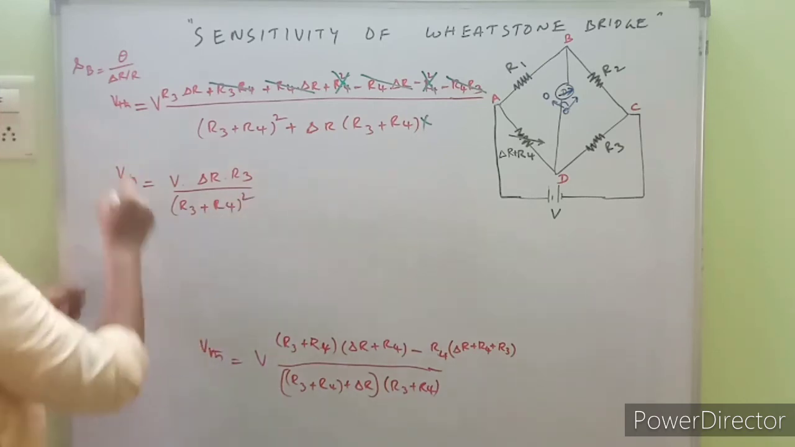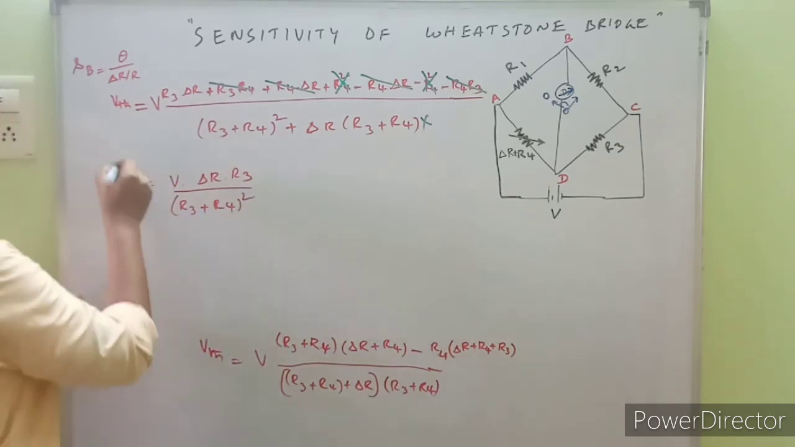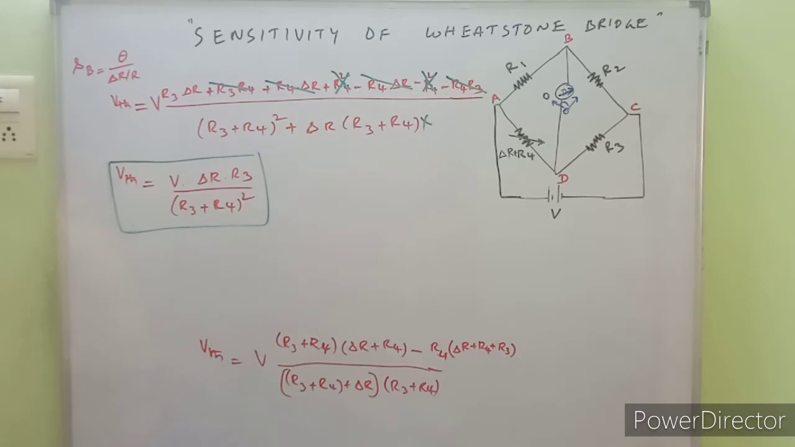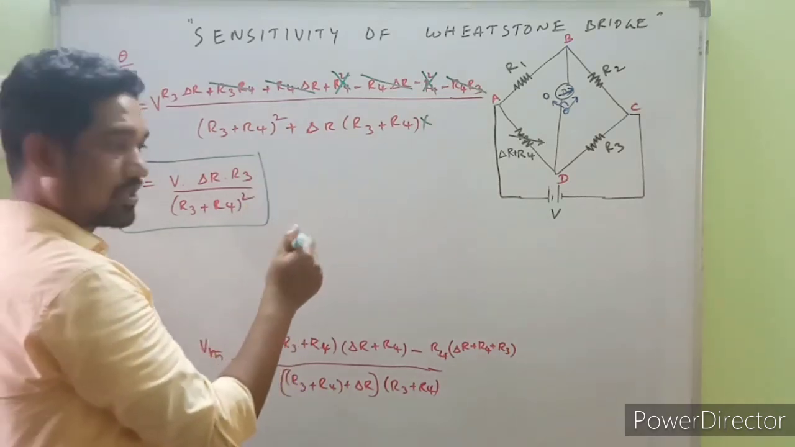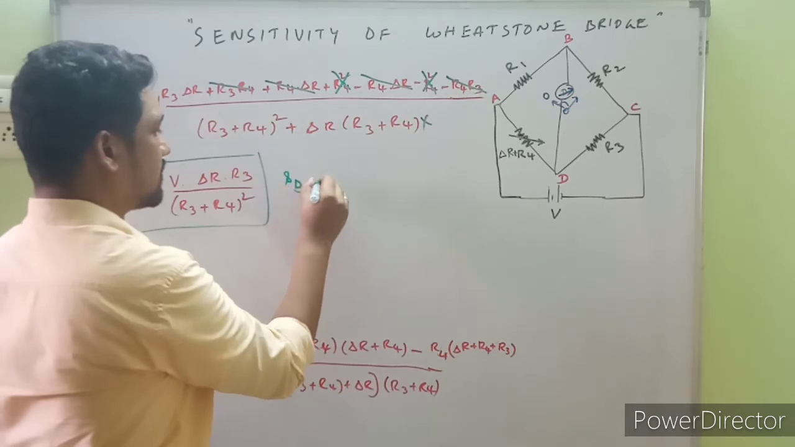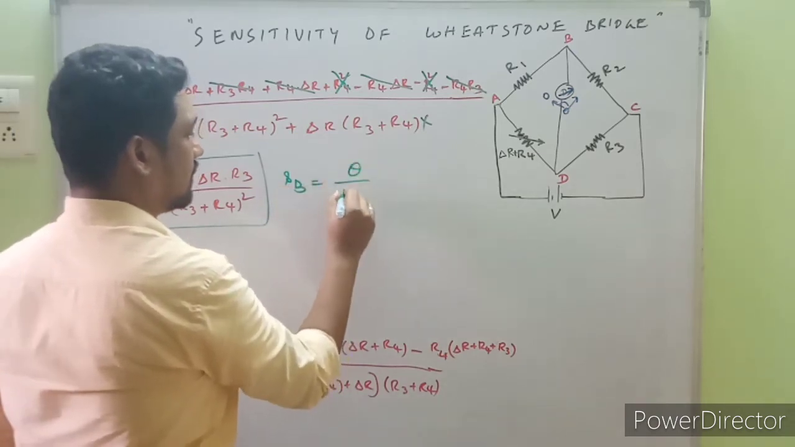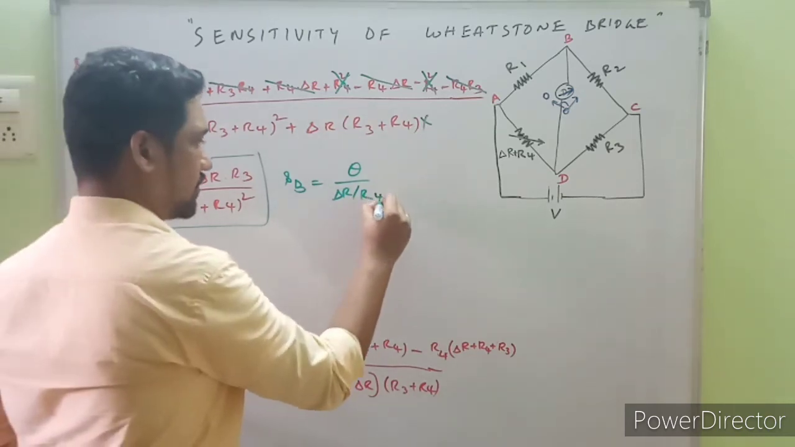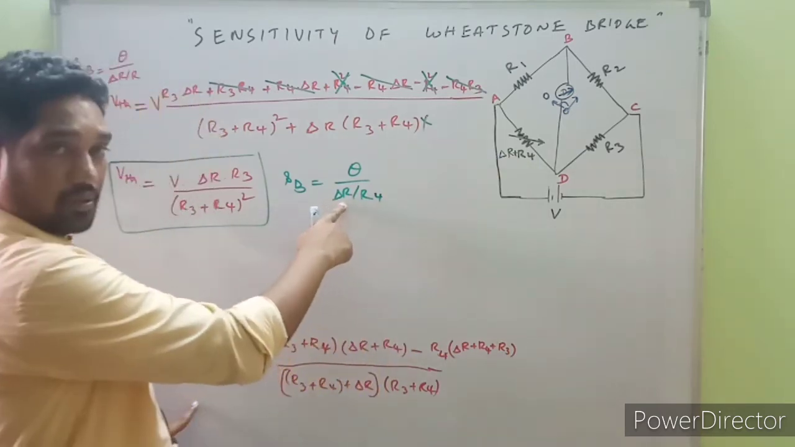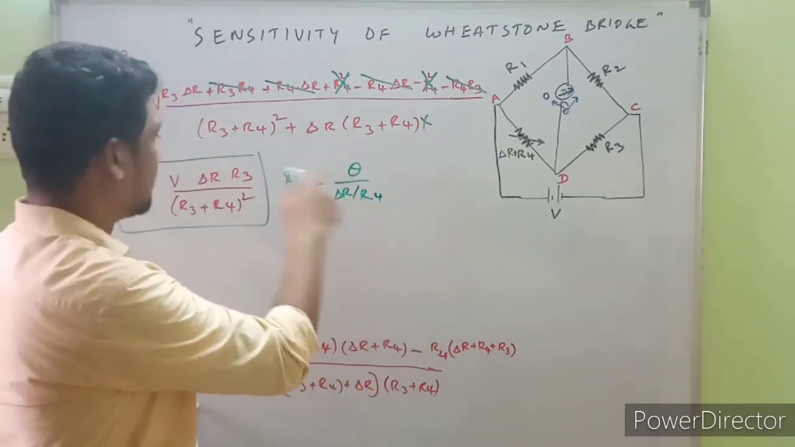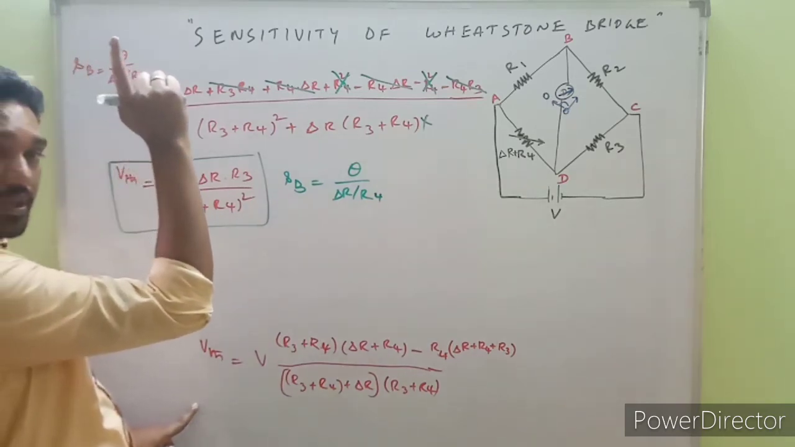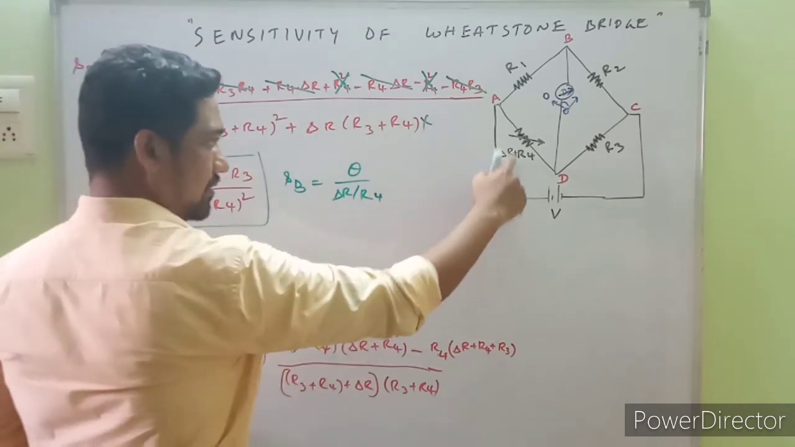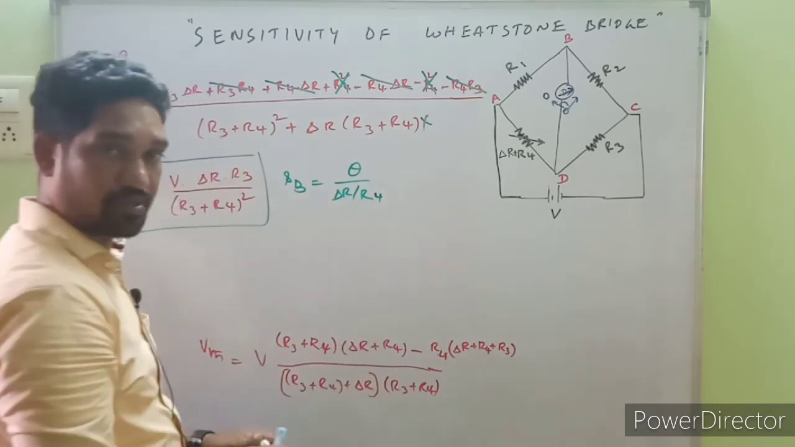Guys, this is the expression for VTH. And from the definition, bridge sensitivity SB is defined as theta upon del R by R, and in this case it's R4, because here we are subjecting that fractional change in resistance, right? It's theta here, the first definition in the beginning of my lecture, and here it's del R upon R4, because in this arm the fractional change of resistance is subjected to, right?